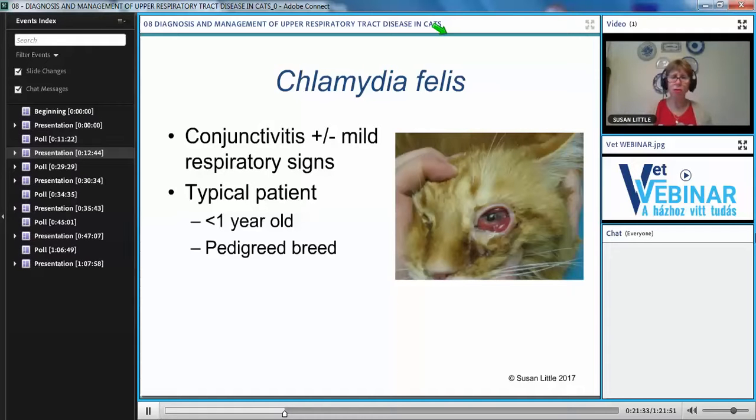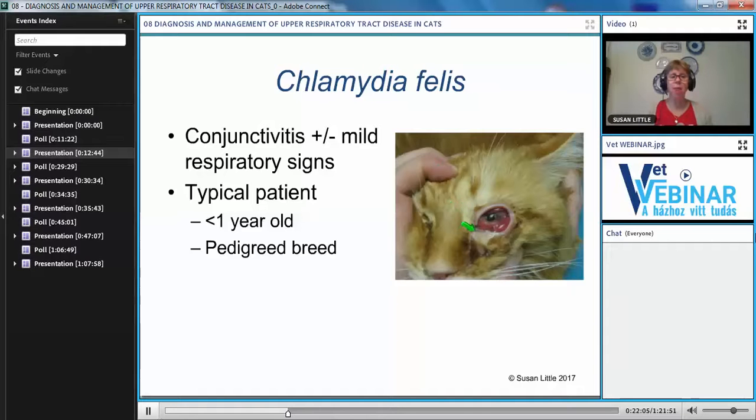So chlamydia has gone through some name changes. Initially it was called chlamydia, then for a while there it was called chlamydophila, and now it's back to chlamydia. So you might see both types of terminology, but the current recommended or accepted terminology for this pathogen in cats is chlamydia felis. So unfortunately that has been a changing area, but we're at the point where we're calling it chlamydia felis.